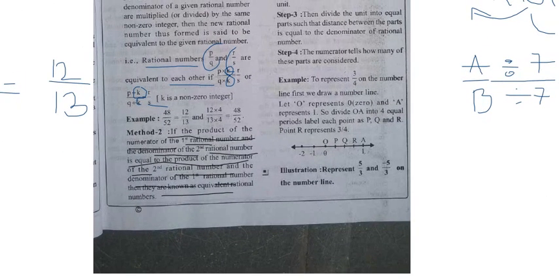And here they are given one example. Can you represent 3 by 4 on the number line? To represent this 3 by 4, first we have to draw a number line and let O represent 0. In the middle, write 0, O, and A represents 1.